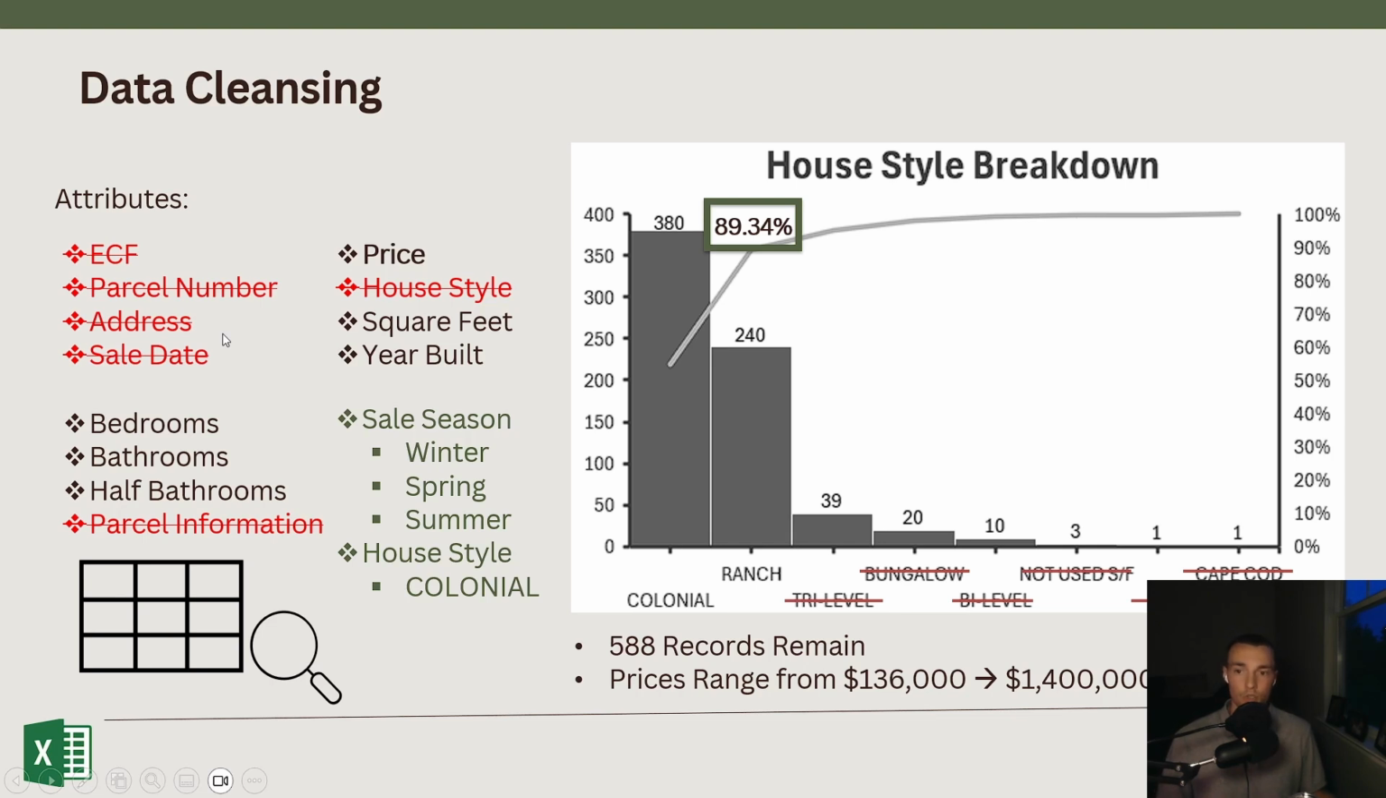I noticed that two house styles collectively made up 89% of all records in 2024, which is shown in this graph on the right. These were the colonial and ranch style homes. Therefore, I binary coded a house style colonial variable where a value of 1 means yes, it is a colonial style home, and a value of 0 means no, it is a ranch style home. Let me show this in Excel real quick.